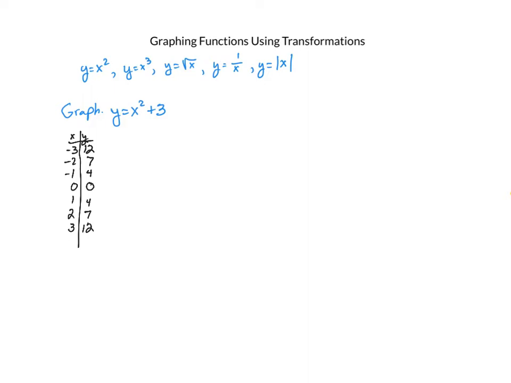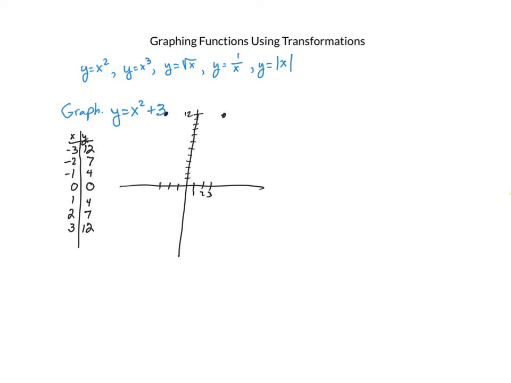So if we were going to sketch this graph, I'm going to just mark my grid here. We'll go by 1s in the x direction, and let's go by 1s in the y as well. 1, 2, 3, 4, 5, 6, 7, 8, 9, 10, 11, 12. And I'll plot a few points. -3 gives me 12, and +3 gives me 12. I'll put both of those on at the same time.